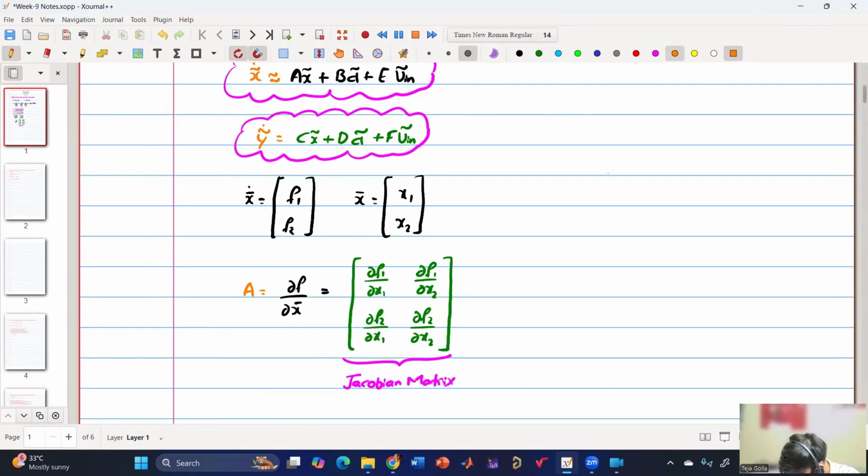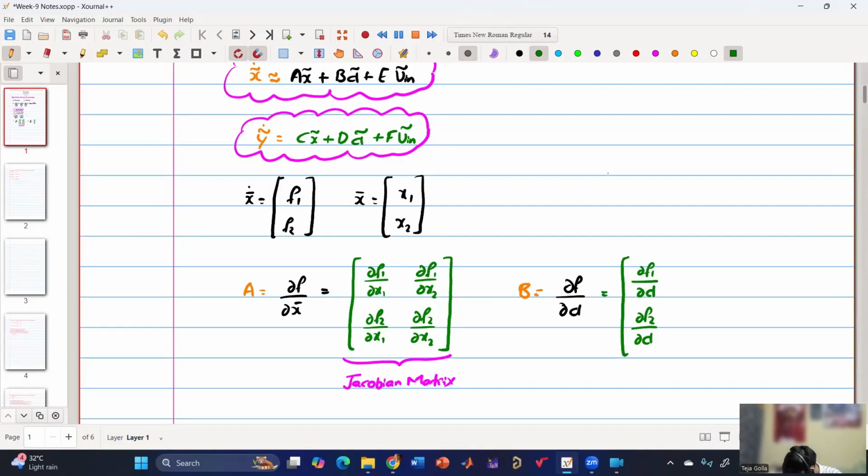Similarly, if we calculate B, how are we getting B? B is nothing but dou f by dou d. So what is my f? F is a vector, d is scalar. So how are we going to get it? Again, we are going to get a vector because we have to differentiate each of f1 with d. So now we are going to get dou f1 by dou d and then dou f2 by dou d. So this is my A matrix as well as B matrix.